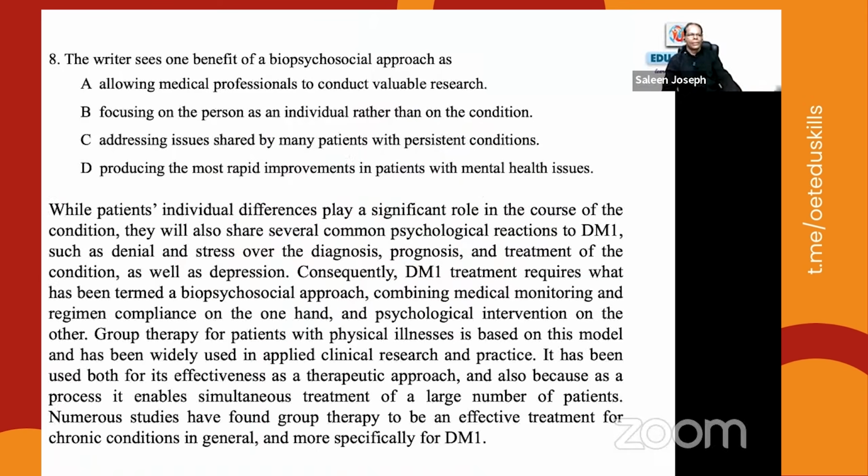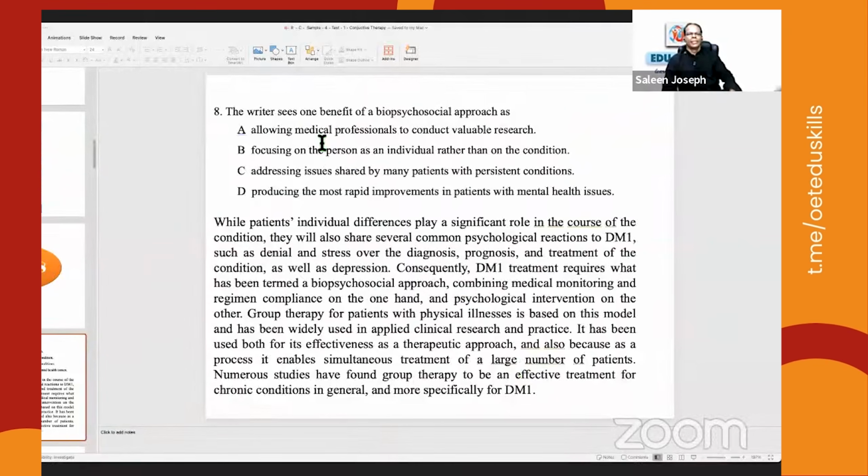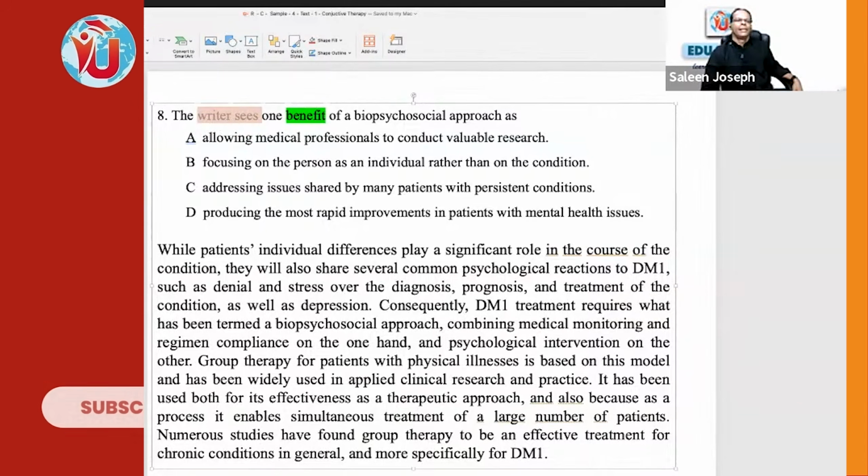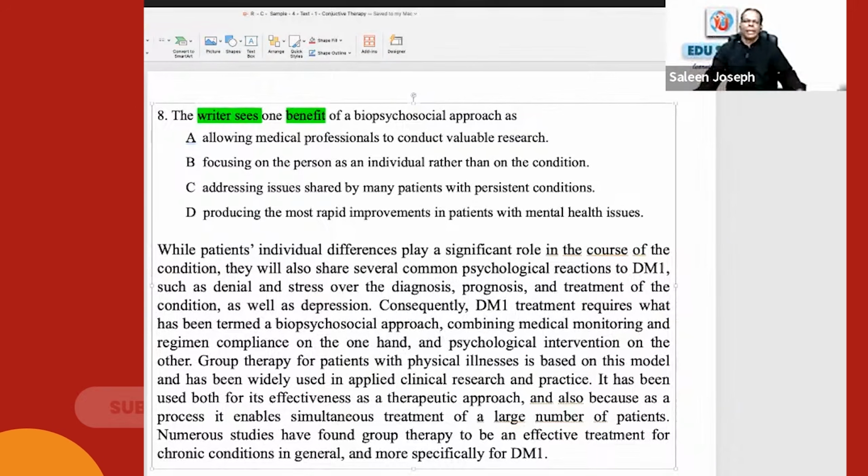Text 8, question number 8. Now, the question says the writer sees one benefit of a biopsychosocial approach. Benefit. What is the heading word? Benefit. And also, writer sees means what the writer sees, what he understands, his opinion, his perception. It may not be the person feeling it. It is all perception. What I see, that somebody is interested in OET. I understand from something.